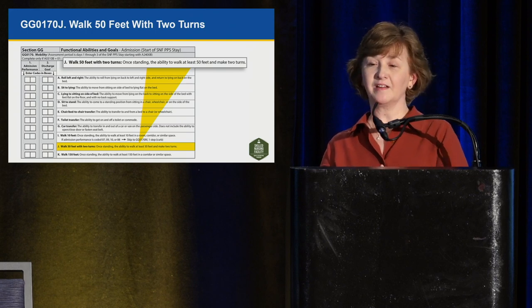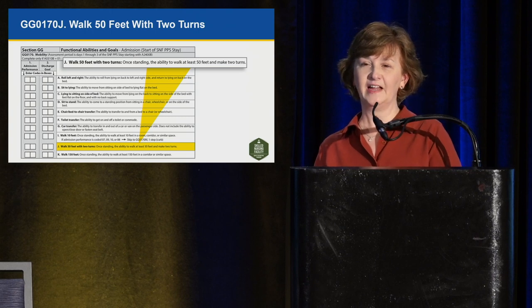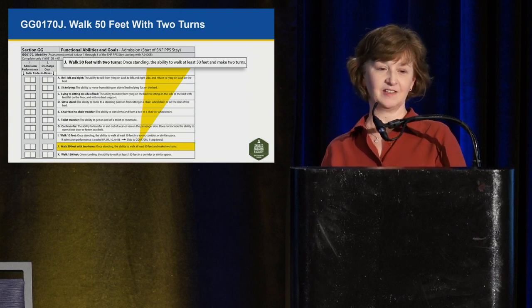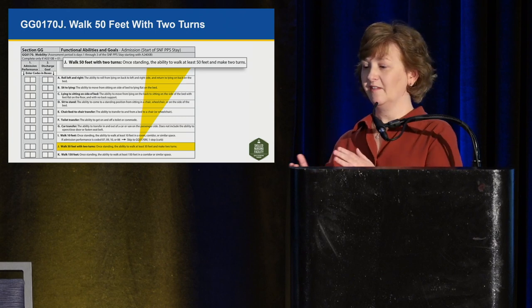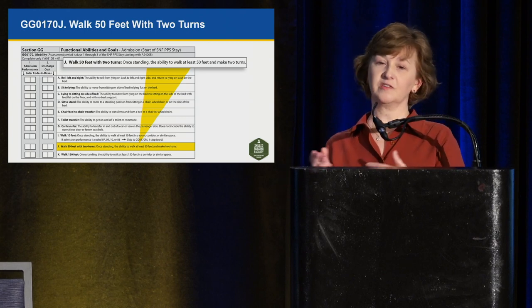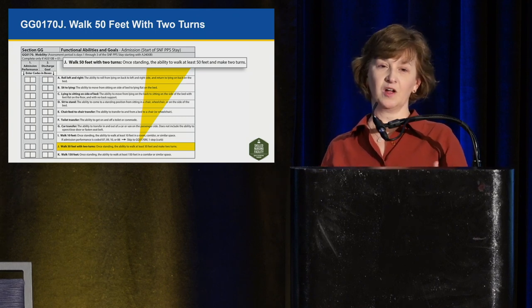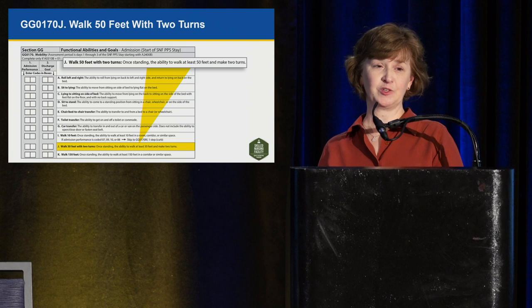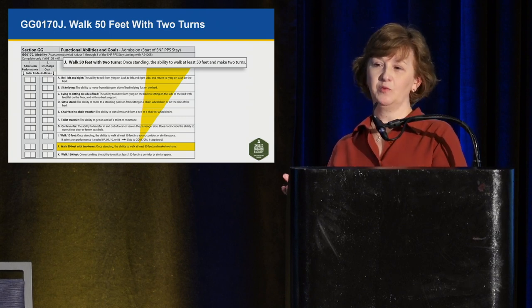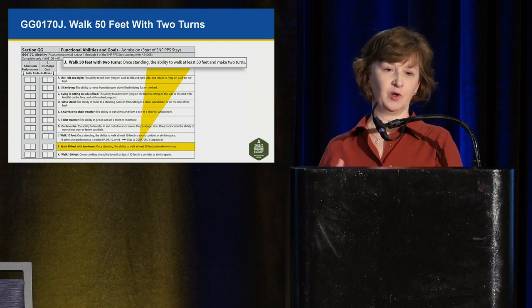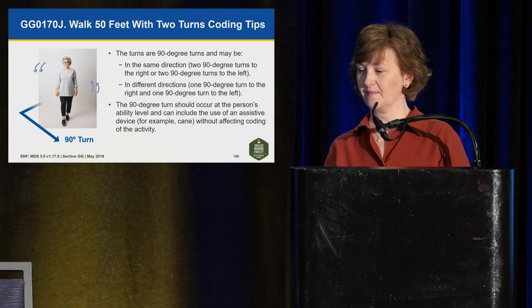Okay, so going back to the walking 10 feet activity, if somebody walked 7 feet, 5 feet, but not 10 feet, you would say the activity didn't occur. For the walking 50 feet with 2 turns, if somebody can't walk 50 feet with the 2 turns, let's say they only walked 20 feet, and maybe they did 2 turns, but they only went 20 feet, you'd say the activity didn't occur, and you would decide if it's an 88 or an 09 based on other circumstances.